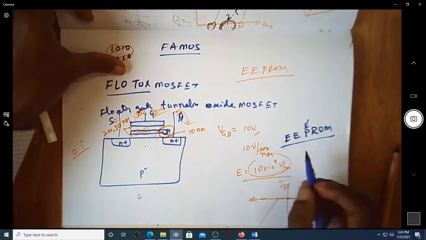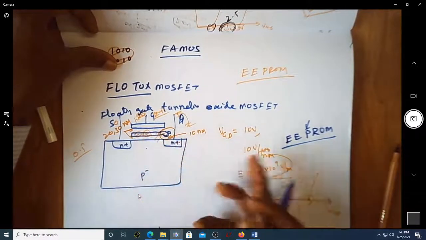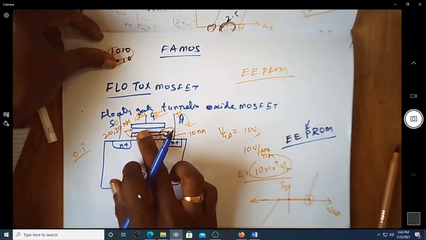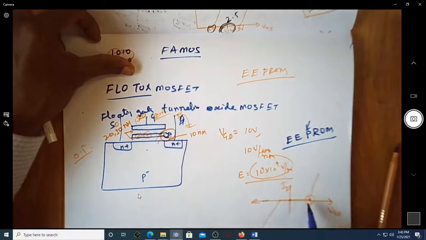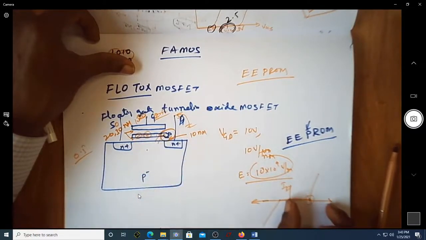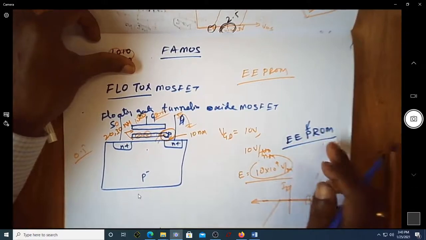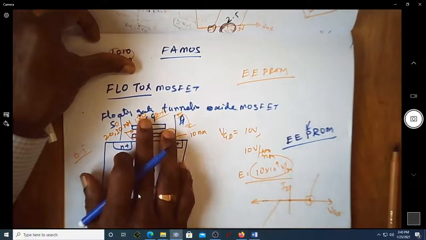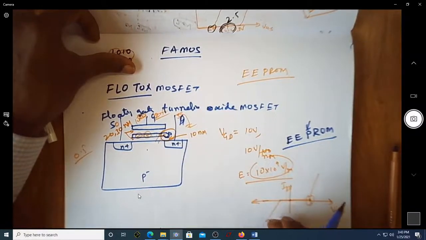So how do you program? If you want to store a 1, don't change the threshold voltage. If you want to store a 0, change the threshold voltage. How do I change the threshold voltage? Make sure that you have VGD sufficiently high so that for normal gate voltages the transistor should not turn on. Once it is not turning on, it is considered as 0 being stored. Suppose I want to reuse the same thing, how do I get it back to the previous value? You apply the reverse voltage between the gate and the drain so that it goes back to the original value of the threshold voltage.